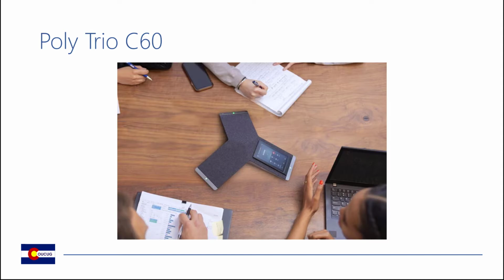First up is the Trio C60. This is a brand new version of the Trio. Many of us have had the 8800 or the 8500, and this new one launched, and it will connect to both Teams and to other platforms. Really like the look of it with that new look. Looks like a fabric kind of cover on it. Might help with some of the dust collection that happens, at least on mine, here in the home office.